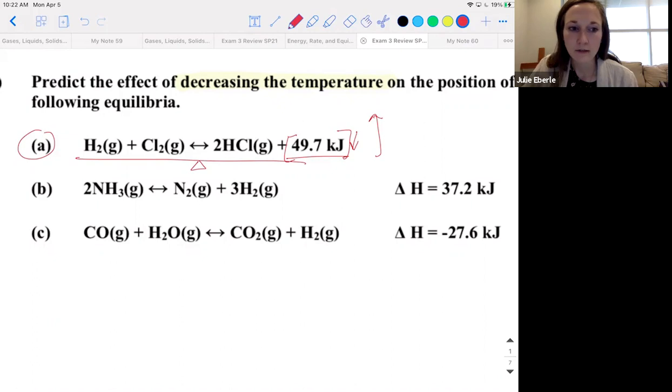Okay, Maddie says left. Maria says right. Pernille says right. Here's what you can know. Anytime you take something away, anytime you decrease or remove, equilibrium shifts towards that thing. That's okay, Maddie. So equilibrium is going to shift towards the side with temperature or heat on it. That makes sense?